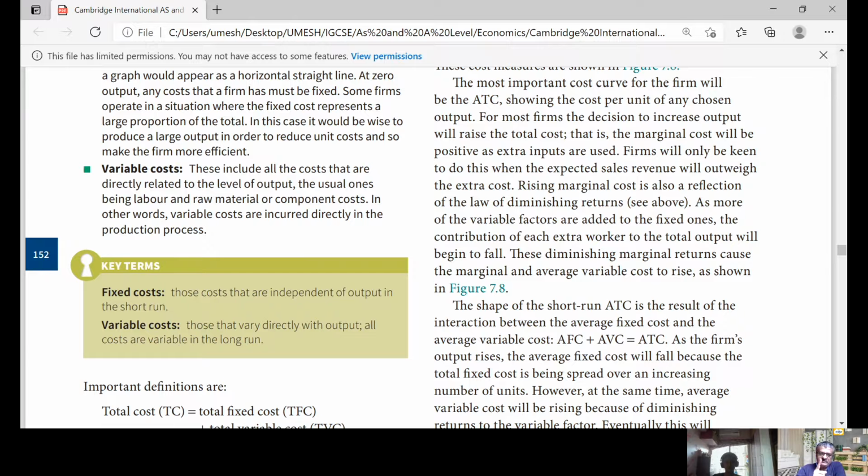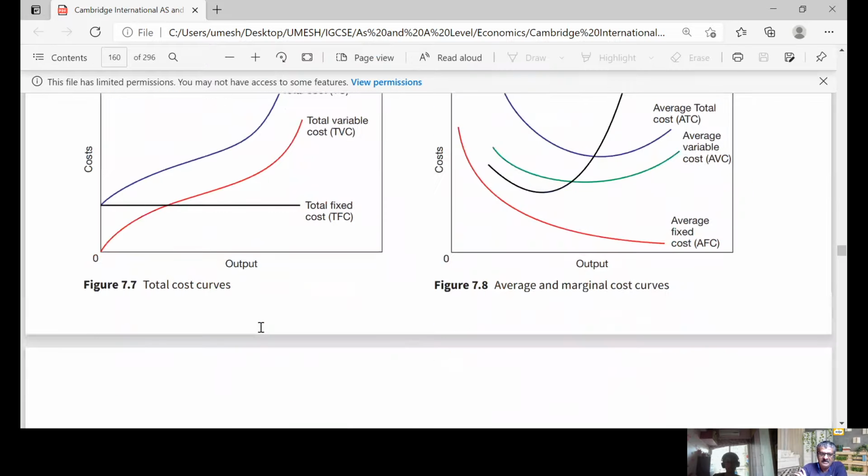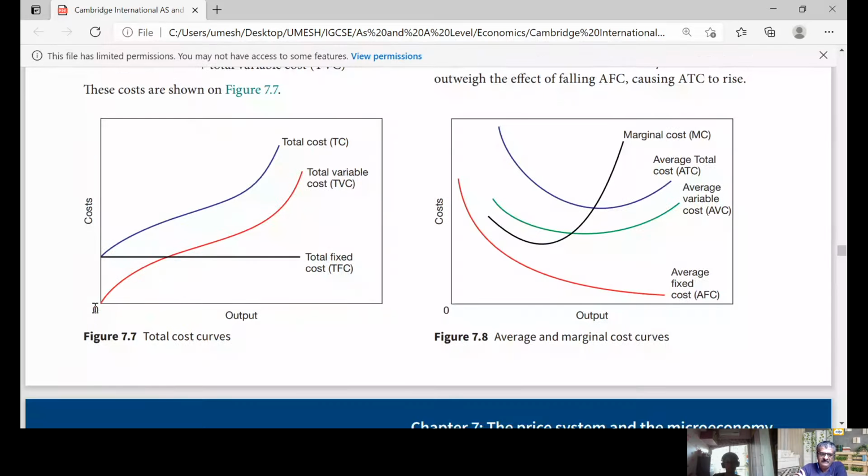As the output increases, variable cost increases. Now, if you see down, this red curved line is the variable cost. At zero output, it is zero. And as the output goes on increasing, the total variable cost, that is the red line, also goes on increasing.